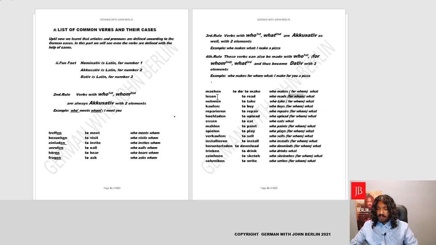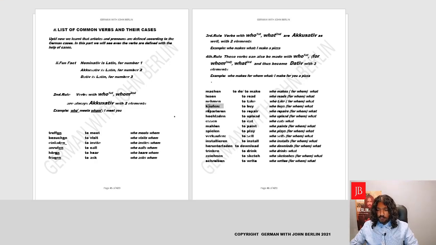Let's see if it's true for the other verbs. Lesen, I read a book. Who reads what? But then I can say I read for you a book: who reads for whom what. Nehmen, I take a computer. Who takes what, accusative. But then I can also say I take for you a computer: who takes for whom what.